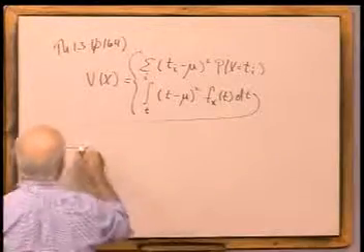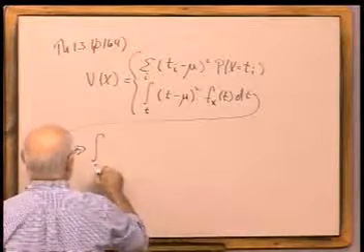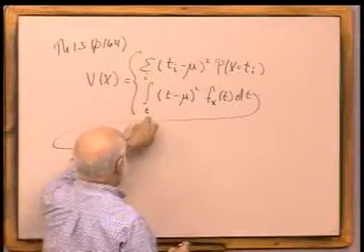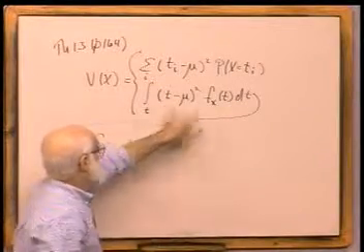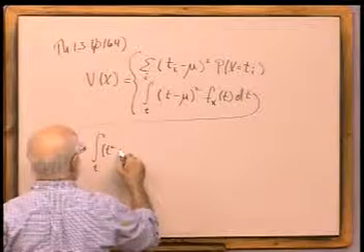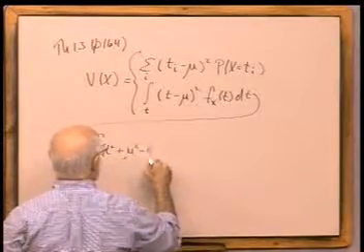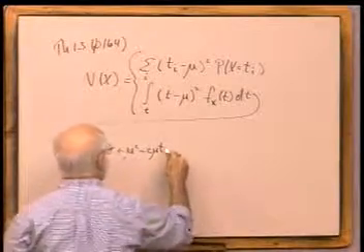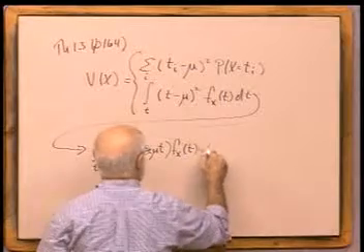So all I'm going to do is expand this. When I expand this, I have the integral over t, which means as t varies between minus and plus infinity. Now when I square this thing and expand it, I'm going to get t squared plus mu squared minus 2 mu t, times the density function evaluated at t, dt.